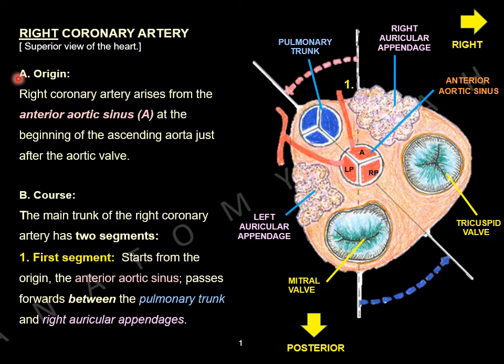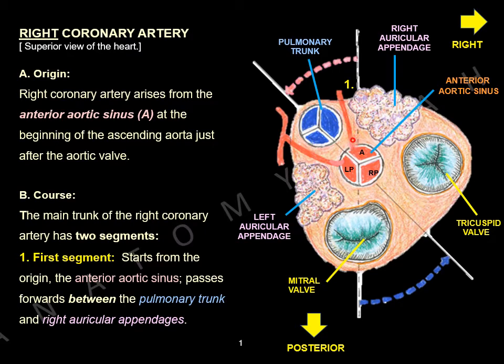Now we are going to talk about the origin of the right coronary artery. This is the right coronary artery. As we have stated earlier, the right coronary artery arises from the anterior aortic sinus, which is also called the right coronary sinus. Course of the right coronary artery.